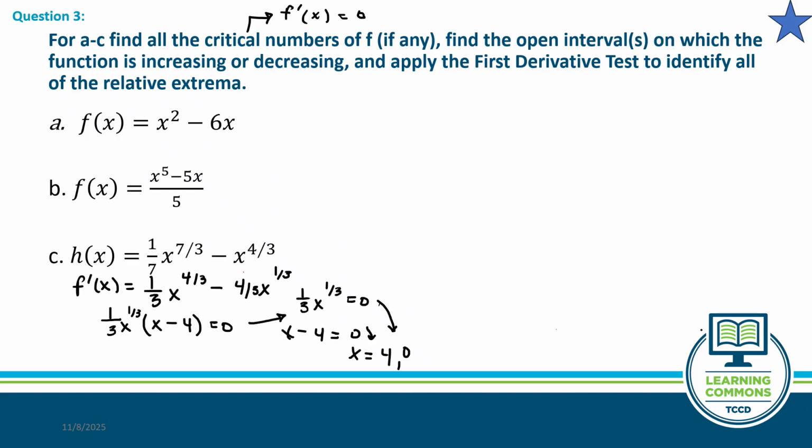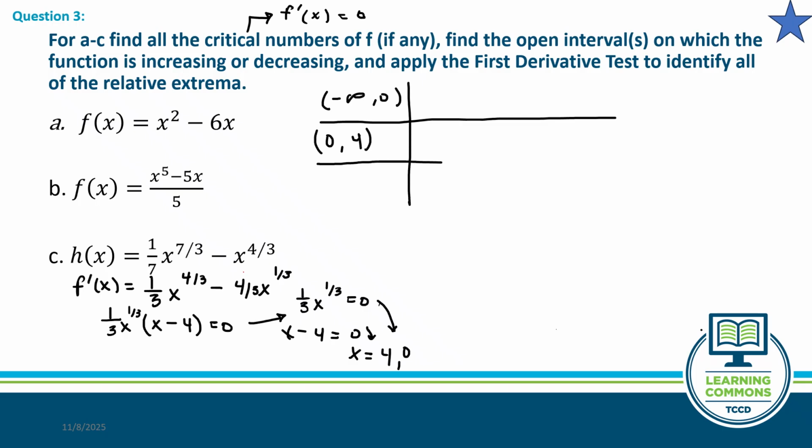So my intervals now are going to be -infinity to 0, 0 to 4, and 4 to infinity. Again, pick test intervals in between these. -infinity to 0, I picked -1. 0 to 4, I picked 1. And then 4 to infinity, I picked 8. Don't know why. You can just pick arbitrary numbers. It really doesn't matter.